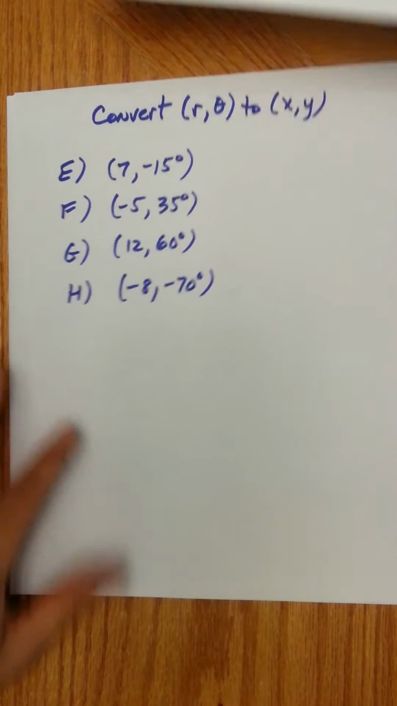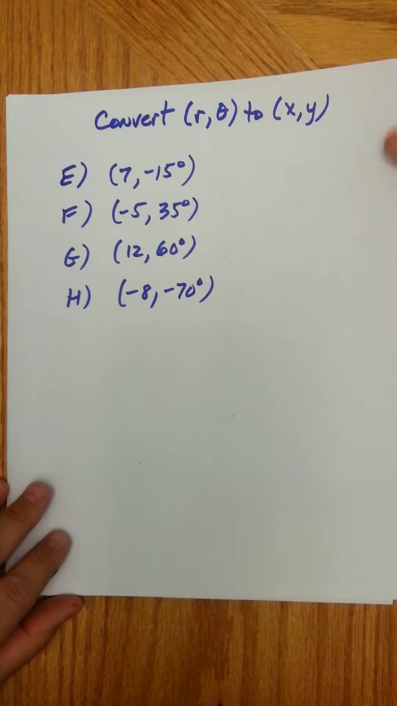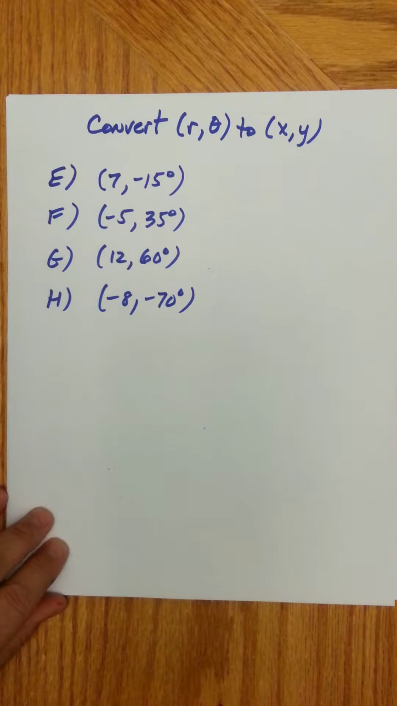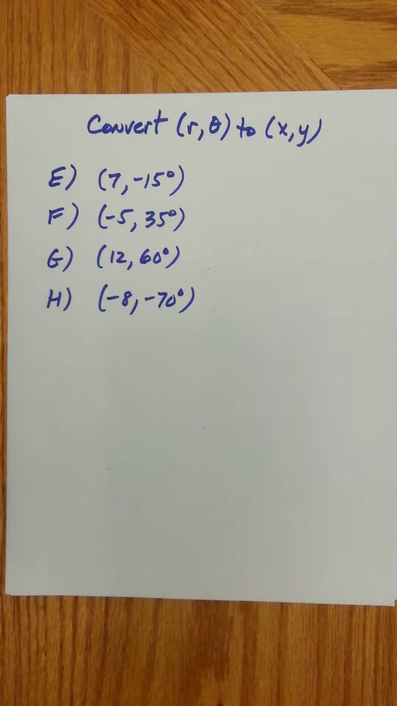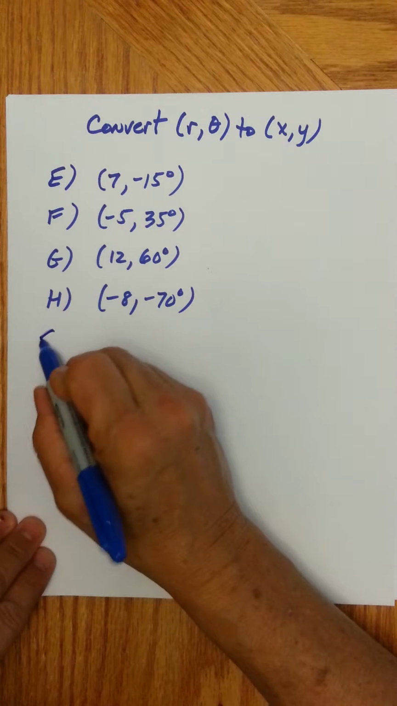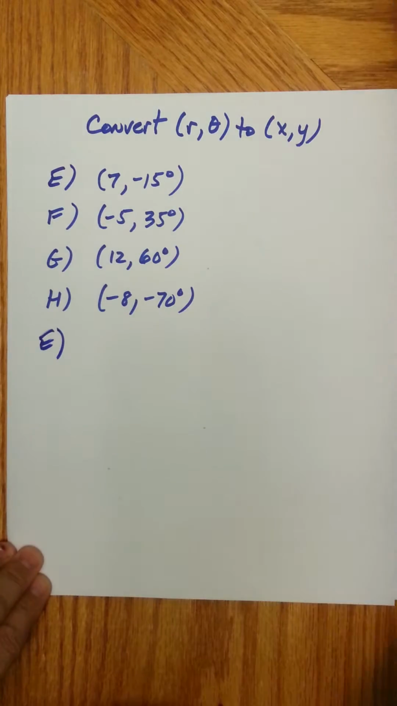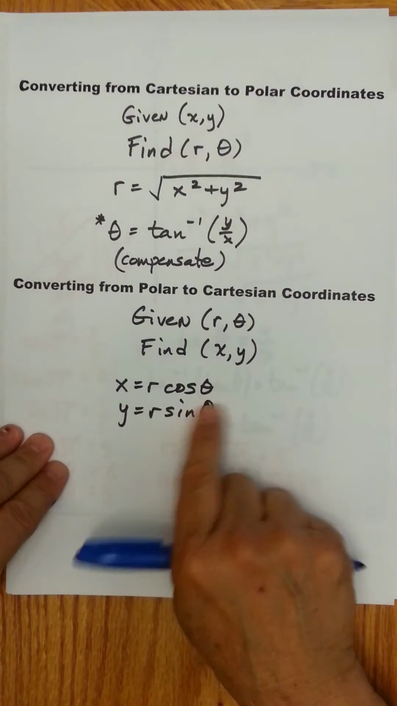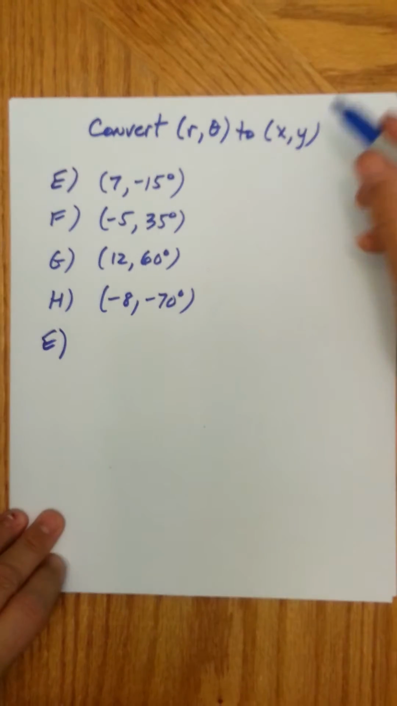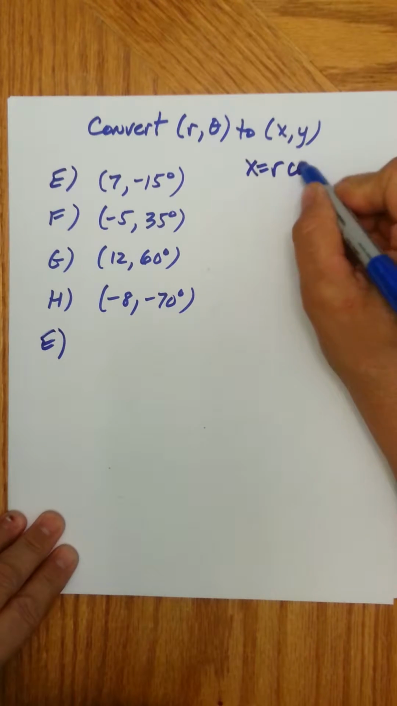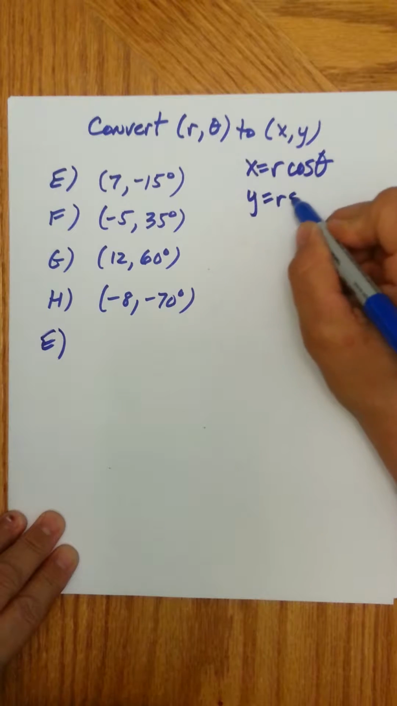Let's say we're going to convert from polar to Cartesian. So we're given r and theta. I think I set these up so that we'll do A, B, C, D a little later. So on these, for E, if I want to know x, all I have to do is r cosine theta, y is r sine theta. So here we're going to do x equals r cosine theta, y equals r sine theta.